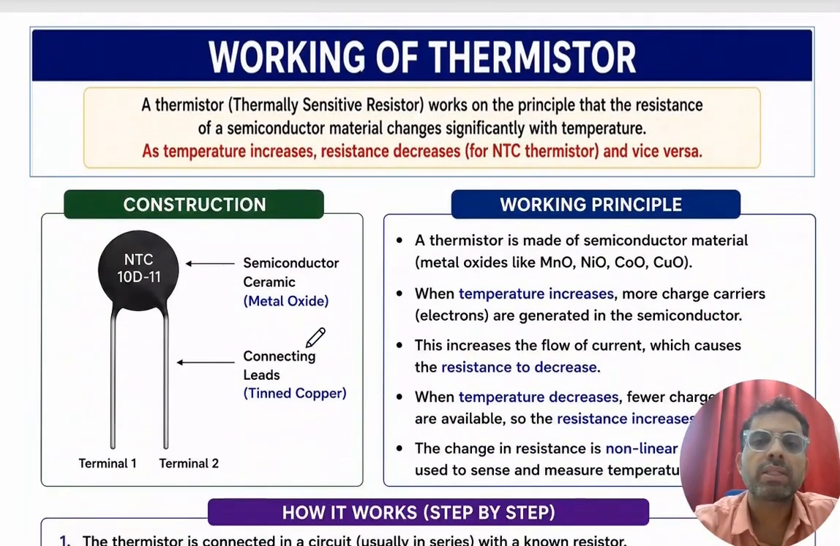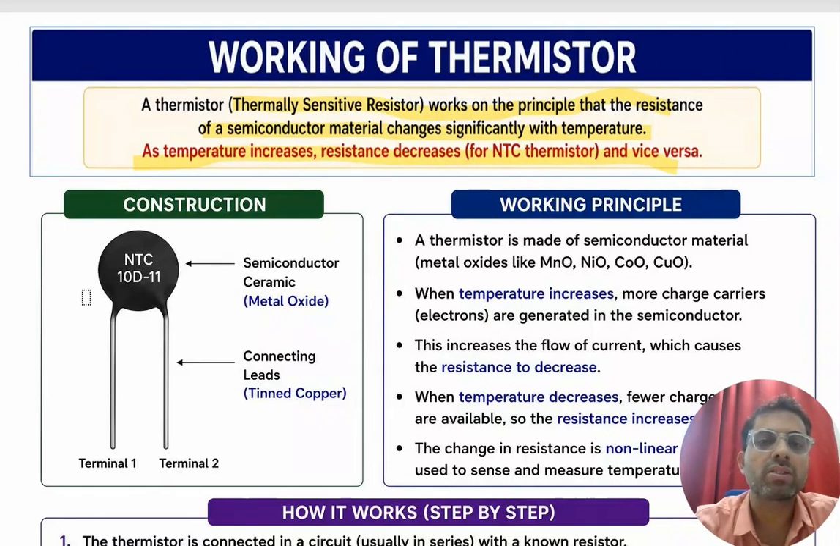Now we will see the working of the thermistor. The thermistor, a thermally sensitive resistor, works on the principle that the resistance of a semiconductor material changes significantly with the temperature. मतलब जब भी थर्मिस्टर का मैन्युफैक्चर होता है तब हम कौन सा मटेरियल यूज करते हैं? सेमीकंडक्टर मटेरियल यूज करते हैं. As the temperature increases, resistance decreases, as I have told you, and vice versa: negative temperature coefficient.